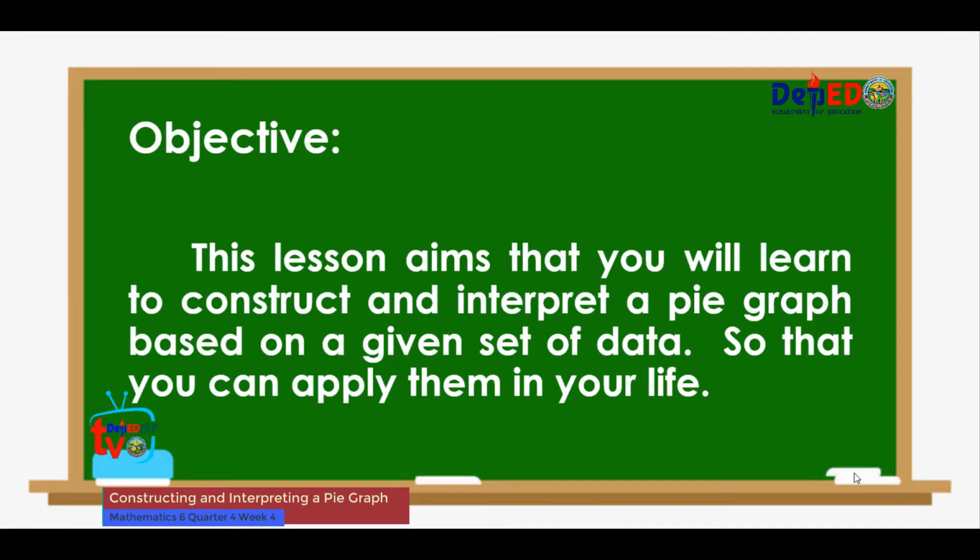Objective of the lesson. This lesson aims that you will learn to construct and interpret a pie graph based on a given set of data so that you can apply them in your life.